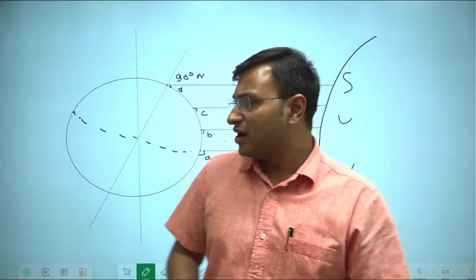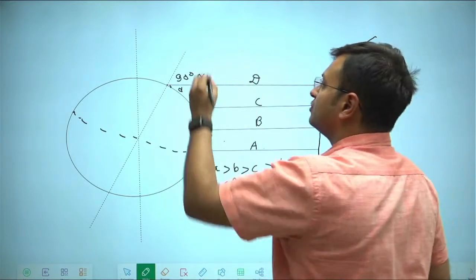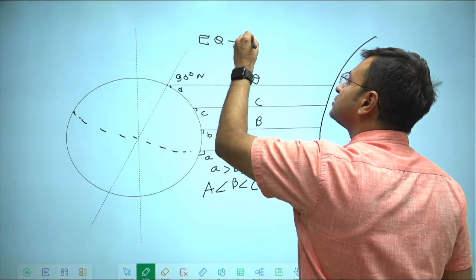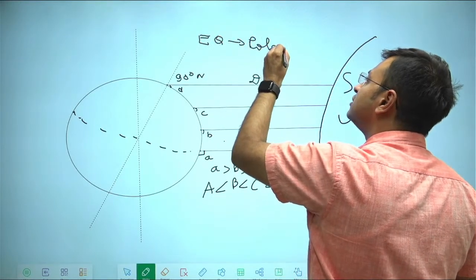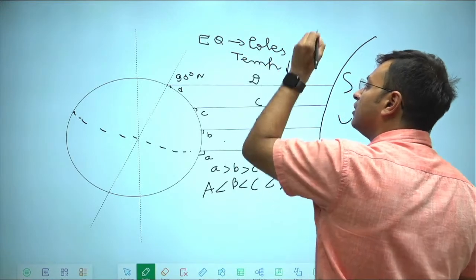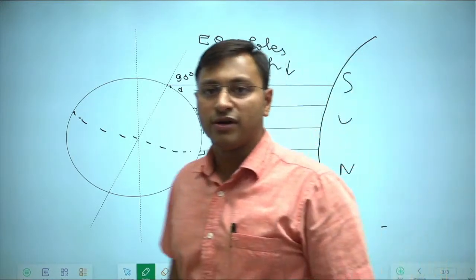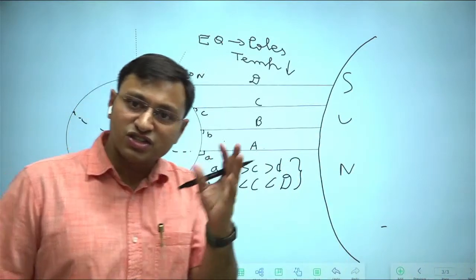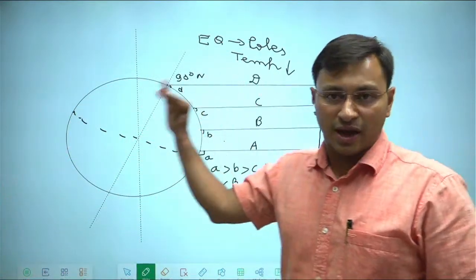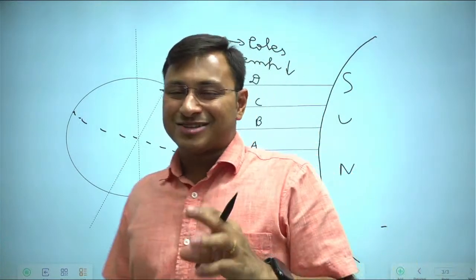So in general, from equator towards the poles, temperature will fall. Temperature will fall because of the axial tilt and because of the shape of the earth per se. Okay, so this is what we discussed up till now yesterday. So now I'm taking the discussions ahead.